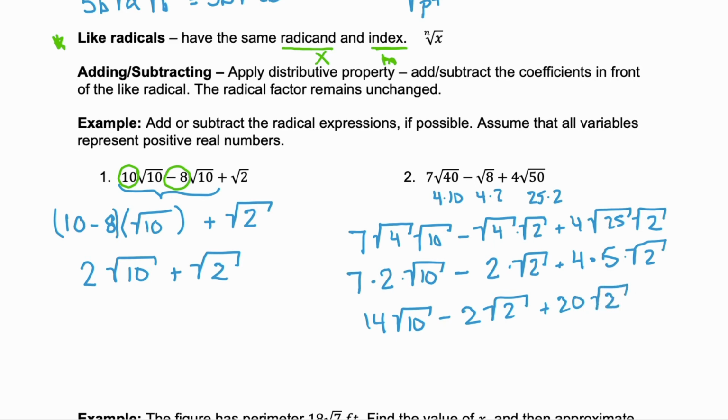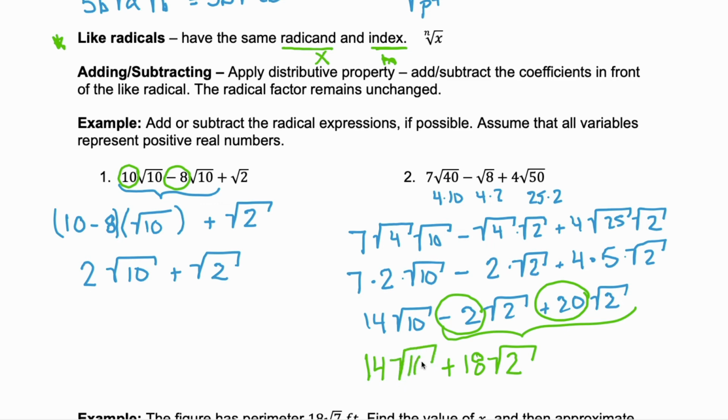Now we want to see if we're done. So we're looking to see if we have any like radicals. And we do. The last two terms have square root of 2 in common. So remember, we're paying attention to their coefficients. We have a negative 2 and a positive 20. Negative 2 plus 20 is a positive 18. And we keep the radical square root of 2. And then the very first term, which didn't have a like radical, just stays the same. 14 square root of 10 plus 18 square root of 2.